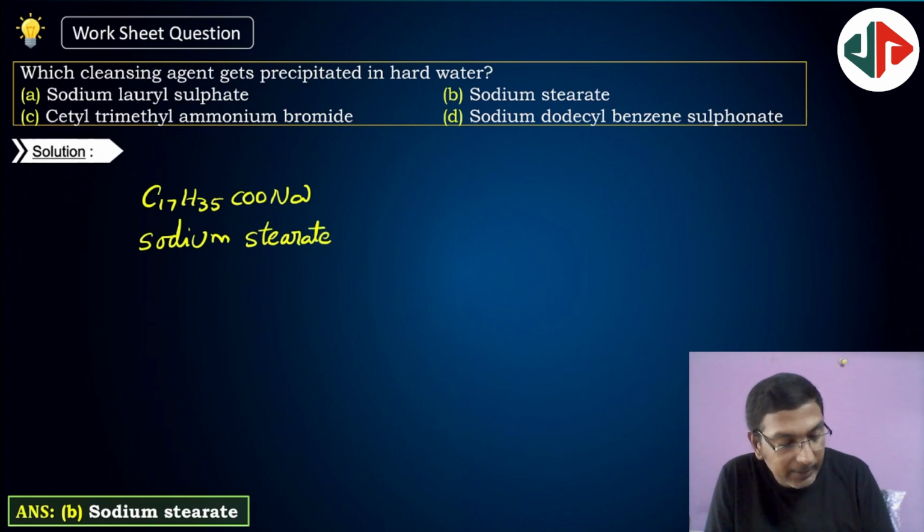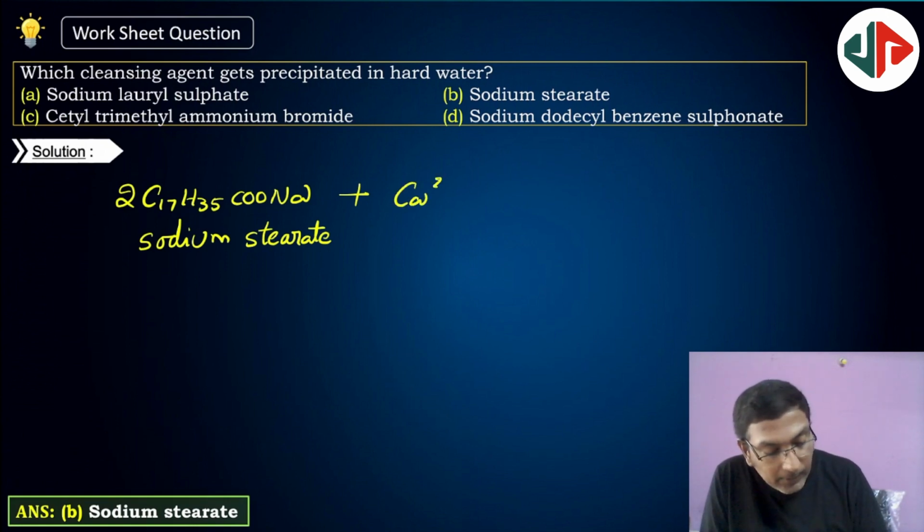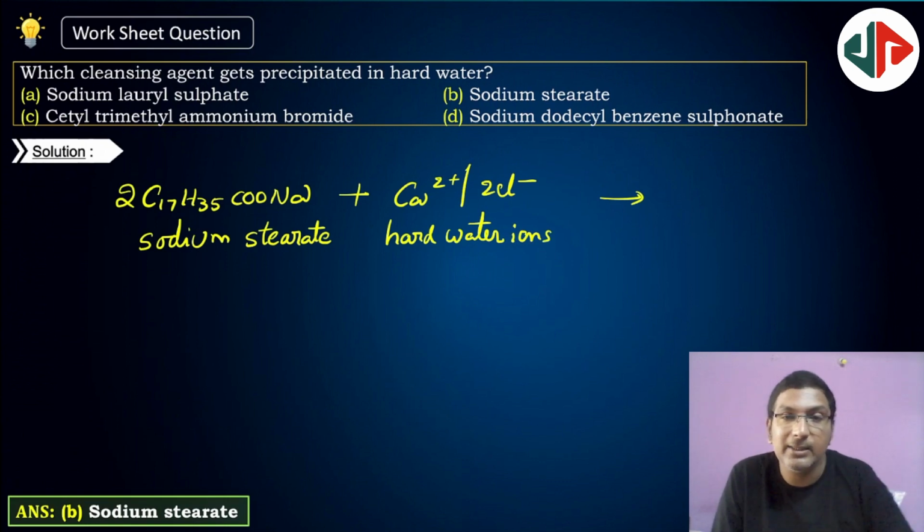Sodium stearate reacts with hot water ions, HCA2 plus, hot water ions, and 2Cl minus. CaCl2 is calcium chloride, which can cause permanent hardness.